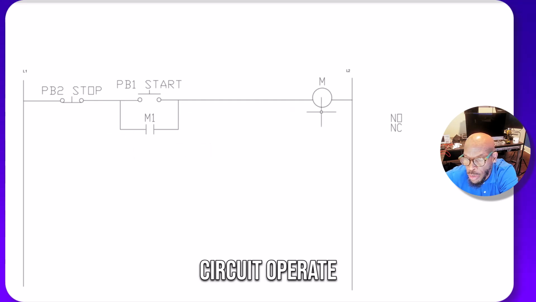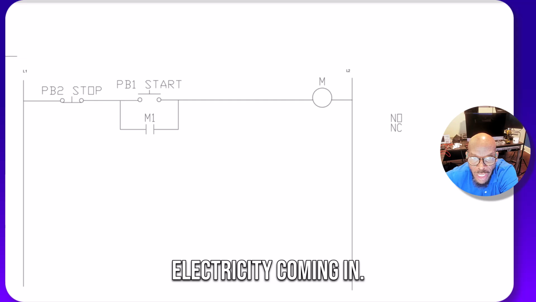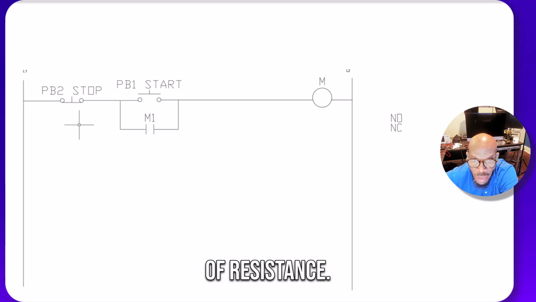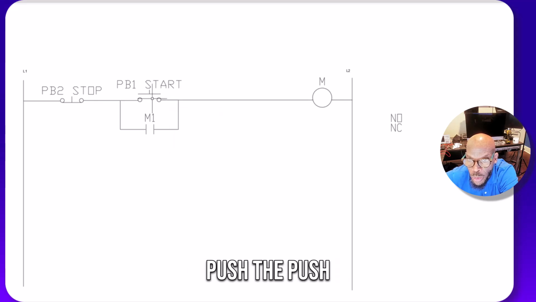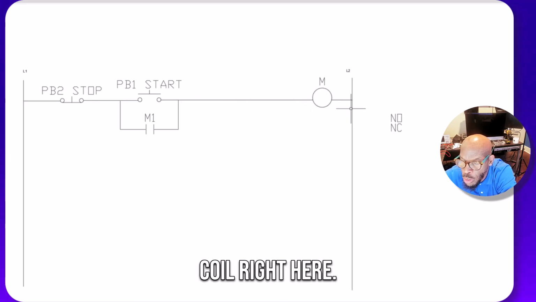So how does this circuit operate? Well, looking at this circuit right here, you have electricity coming in. Electricity is going to flow through the least path of resistance. Since the stop push button is closed, it goes through there. Then it goes right here, and it's going to stop because it can't get across there. When they push the start push button, it can get across there, so it's going to keep on flowing, and it's going to energize this coil right here.